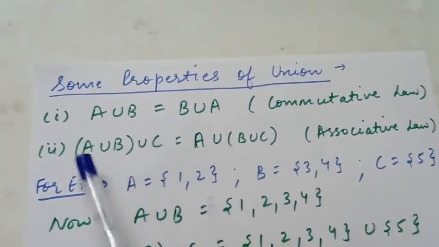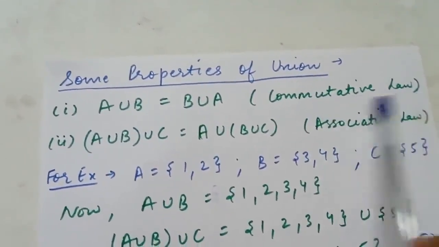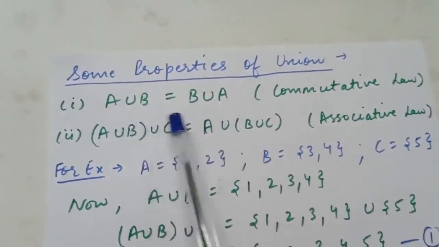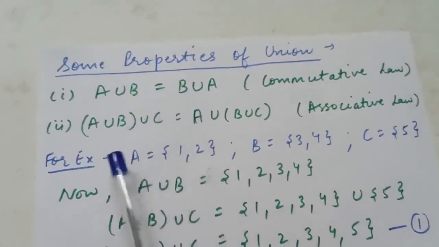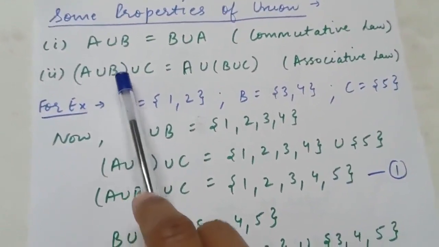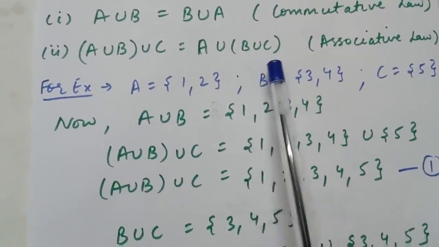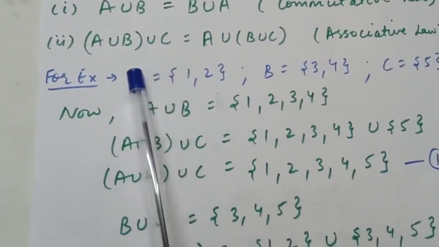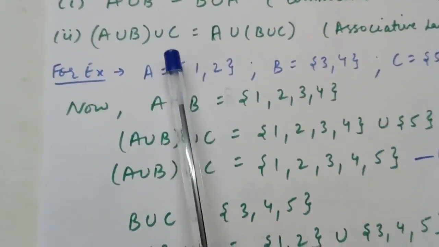Properties of union. First is that A union B is equal to B union A, and it is known as the commutative law. You can take any example of A and B, find A union B and find B union A, they will be equal because in both of these sets the elements of A and B will come, right? Second is known as the associative law. This law says that (A union B) union C is equal to A union (B union C). It means the associative law says that if three sets are given to you, then you can take the union of any two sets and then find its union with the third set.